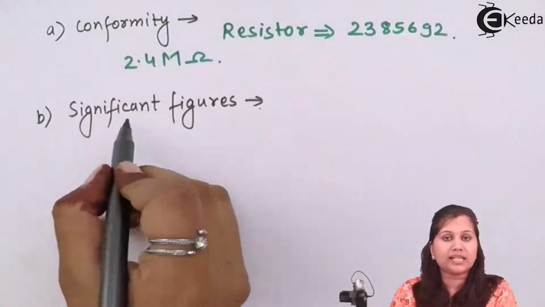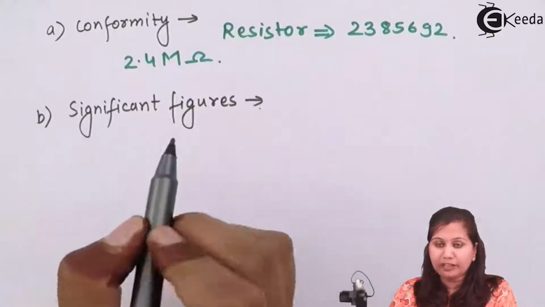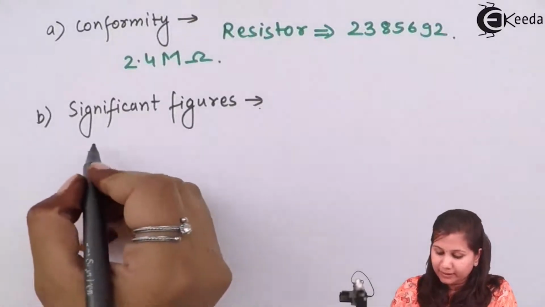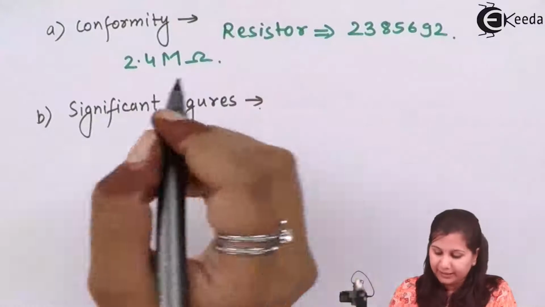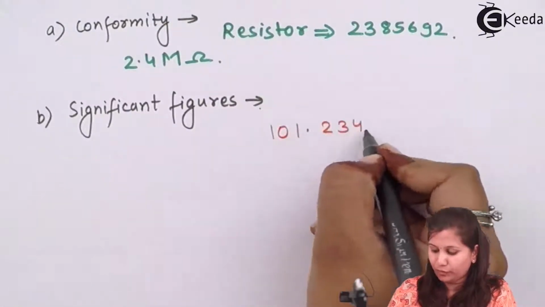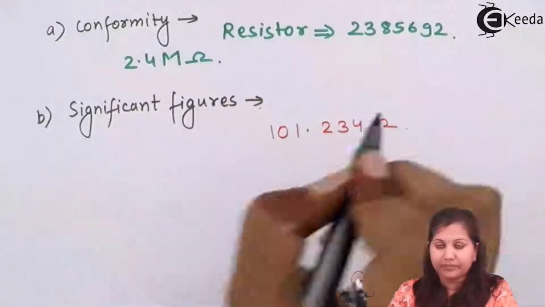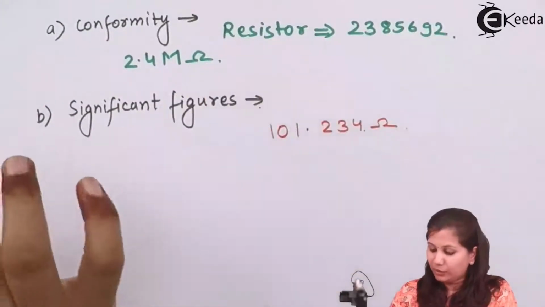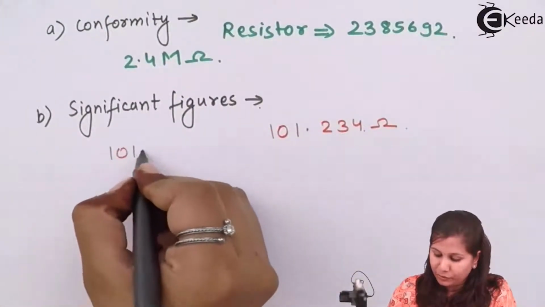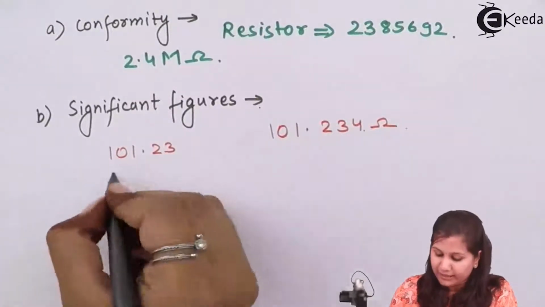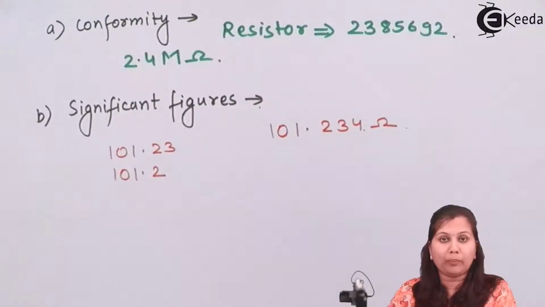Now next we have the significant figures. Significant figures means the number of decimal values available to us. Suppose the true value of the resistance is 101.234 ohms. Now when we are measuring this value, suppose one value we are getting is 101.23, and the second value we are getting is 101.2.